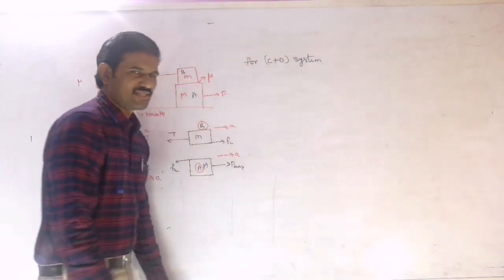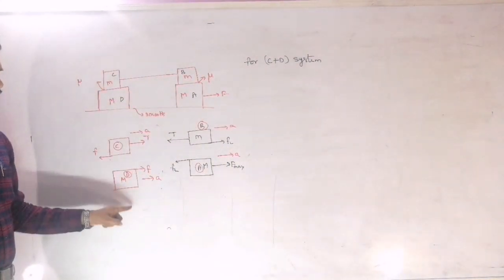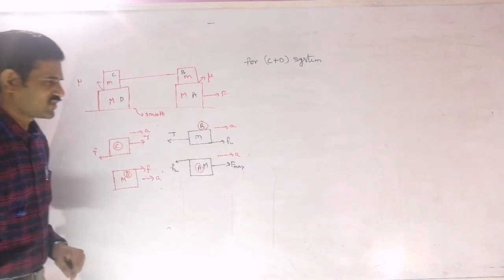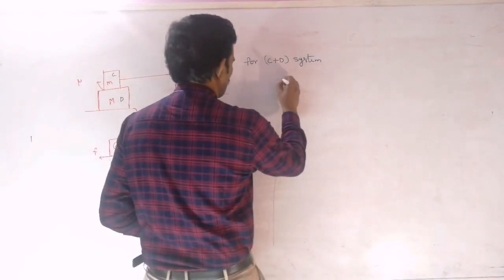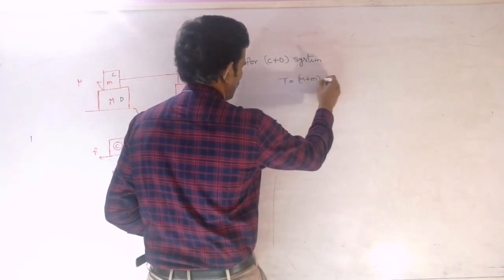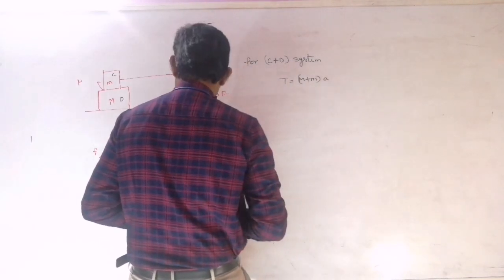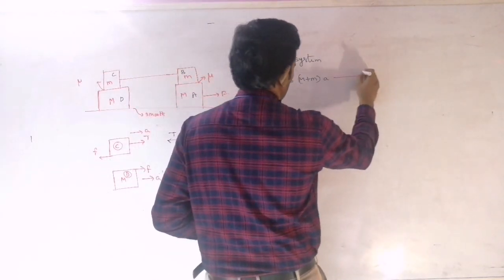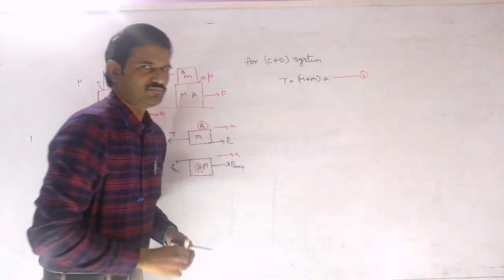For the C plus D system, I am taking it directly here. For this system, only this tension is the accelerating force. So the tension is T equals (M plus M) into A. This is the force equation for C plus D. Let's suppose this is our equation 1.